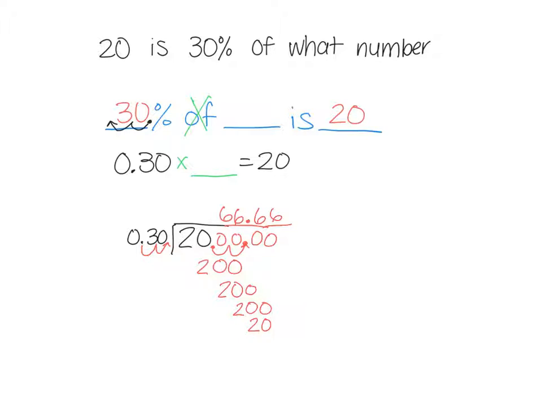So if I have 66.6666666666666 that goes on forever, I can just go like this. If you write a line on top of the decimal numbers, that means that it goes on forever. So in the end, what I figured out is 30% of 66 and 66 hundredths repeating is 20.